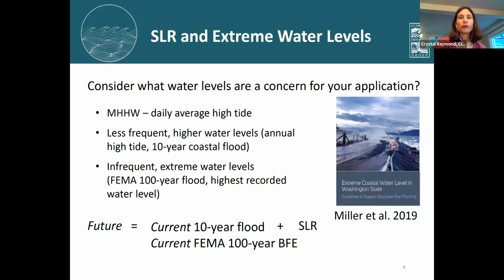And just as we did with mean higher high water, you can add these sea level rise projections to those more extreme water levels. For example, the current FEMA 100-year base flood includes the storm surge and waves in most areas. And by adding sea level rise to that, you're getting what that 100-year flood would be in the future. The current modeling of the 100-year flood does not include any sea level rise information.